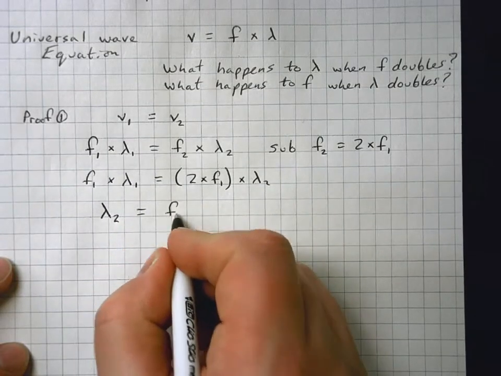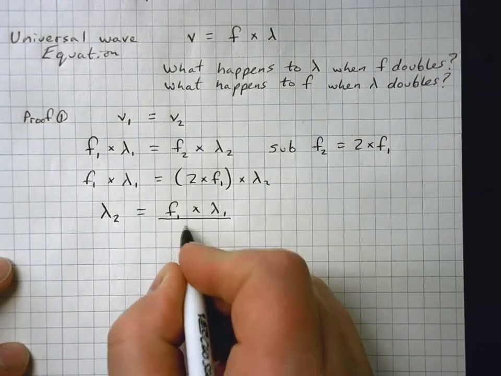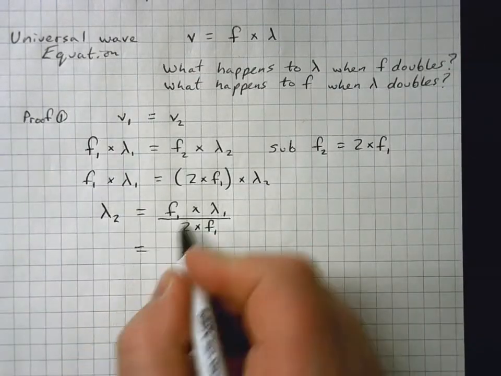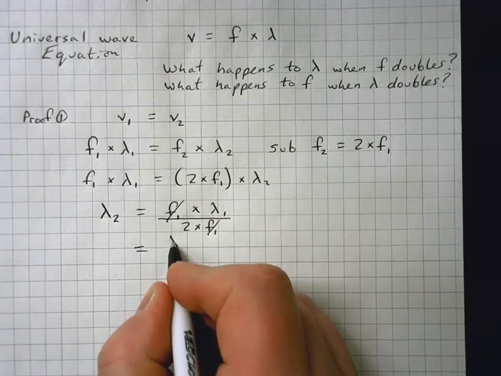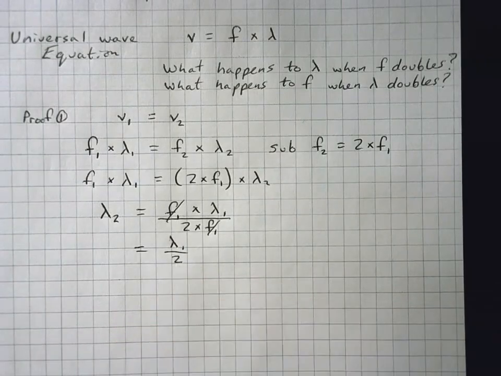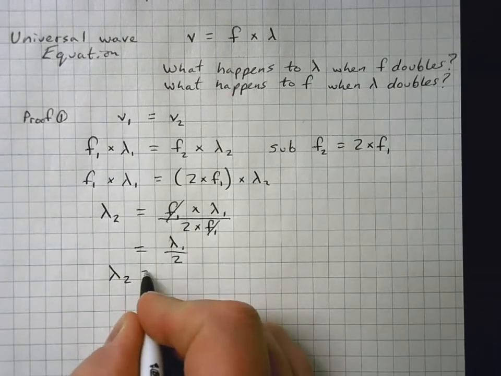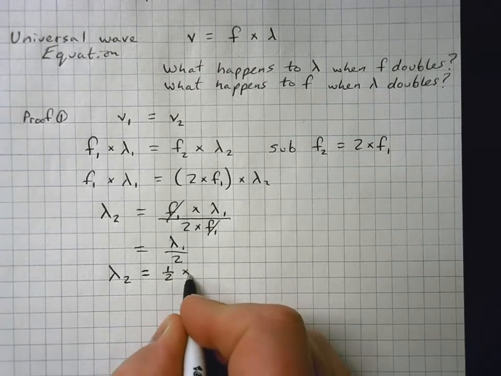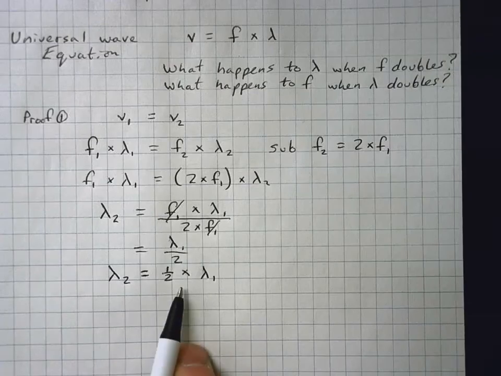So now I've got F times lambda 1 over 2 times F1. Well, what do you notice happens to the F's? Oh, one's in the top, one's in the bottom, they cancel. And now we have that lambda 2 is equal to lambda 1 divided by 2, but we don't normally like stating it like that. We like to look at it as lambda 2 is equal to a multiplier times lambda 1. So it's 1/2 is the multiplier times lambda 1. So now we figured out that, in fact, as the frequency doubles, the wavelength halves.